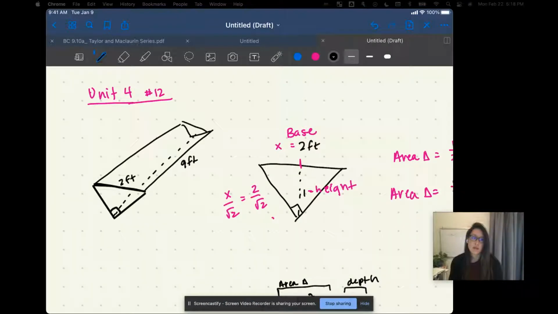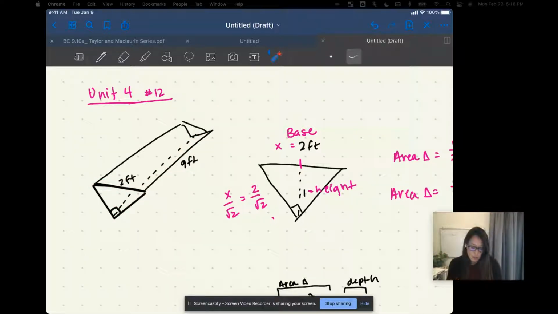All right, so the question is, how do we get the volume equation for the trough? What we know is that the trough is 9 feet long, so that is going to be the depth of the trough. And then we need to get the area of the triangle, so we can do the surface area times the depth.